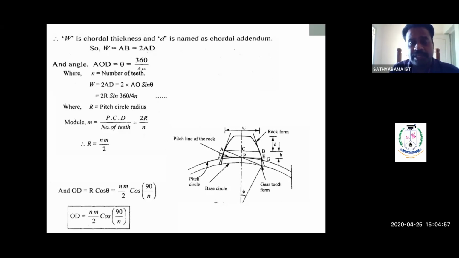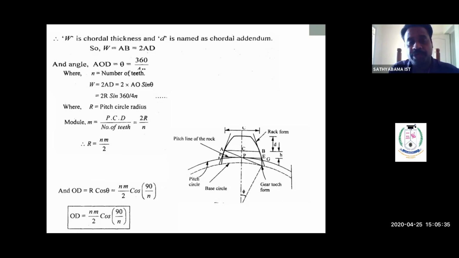That is called the flank angle phi. If W is the chordal thickness and D, as I told you in previous slides, is called the addendum, our aim is to measure W, that is AB. So look at this picture. AB is nothing but double of AD. If you see the triangle AOD, what is this theta? It is 360 by 4n. What is n here? Number of teeth. So W, from the second line, is nothing but 2AD.